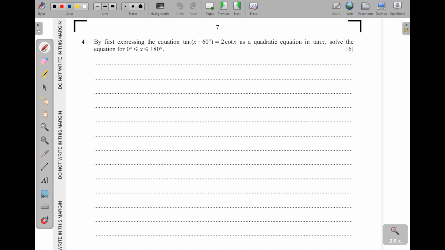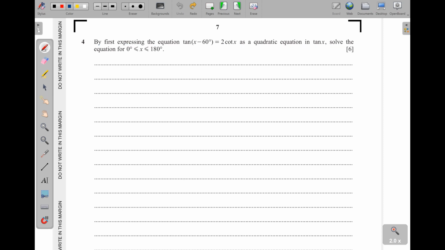Question 4 is coming from trigonometry. By first expressing the equation tan(x − 60°) = 2 cot x as a quadratic equation in tan x, solve the equation for x ranging from 0 to 180.